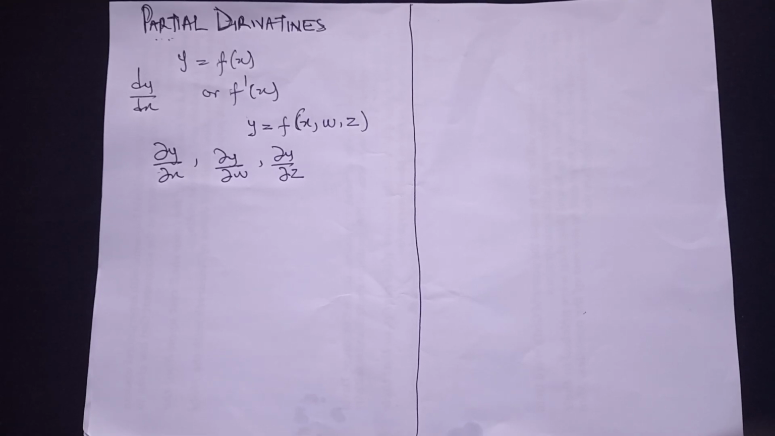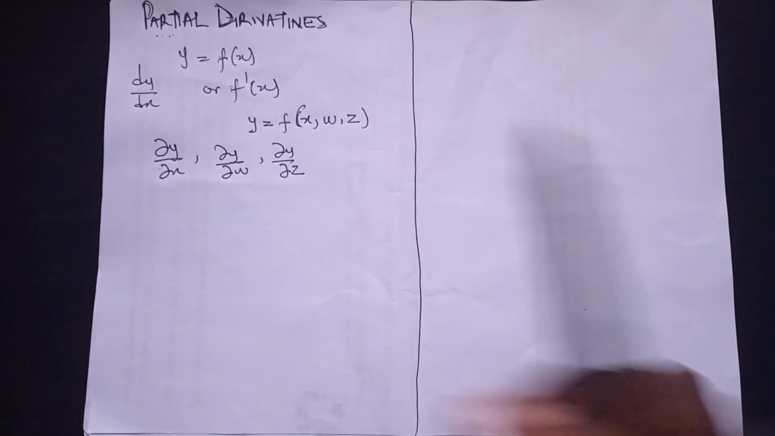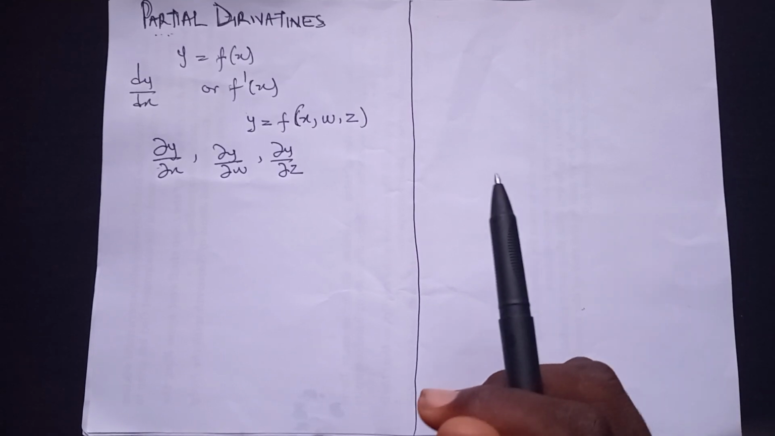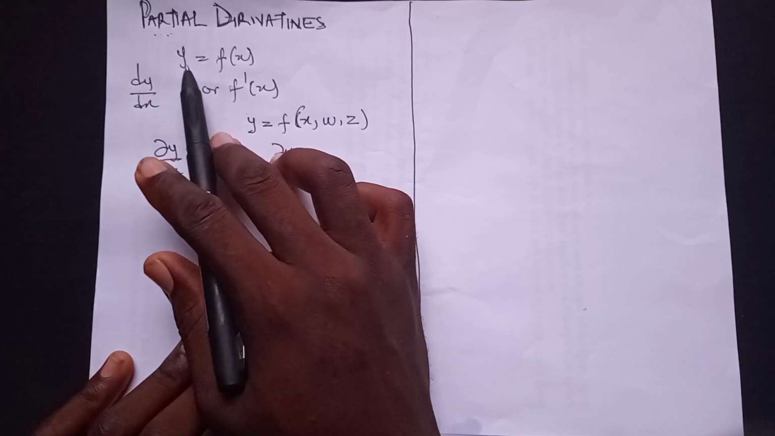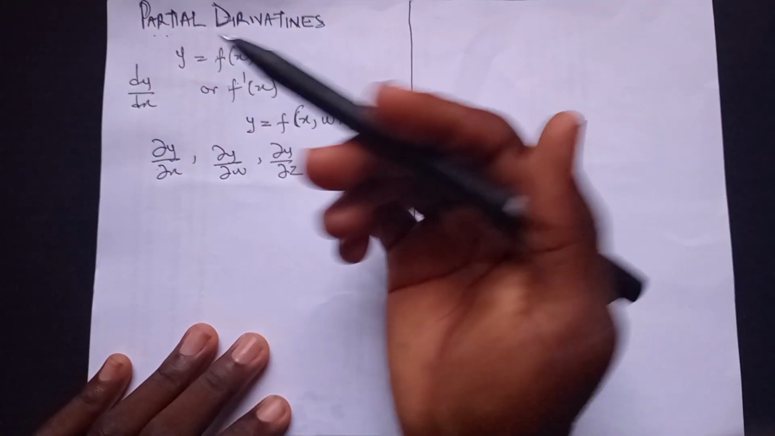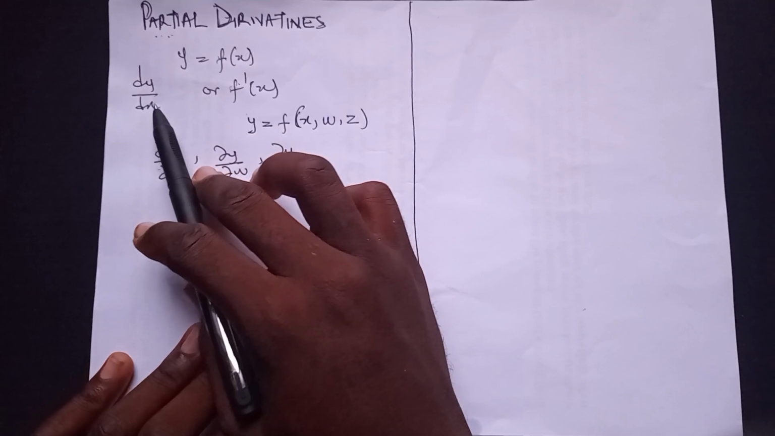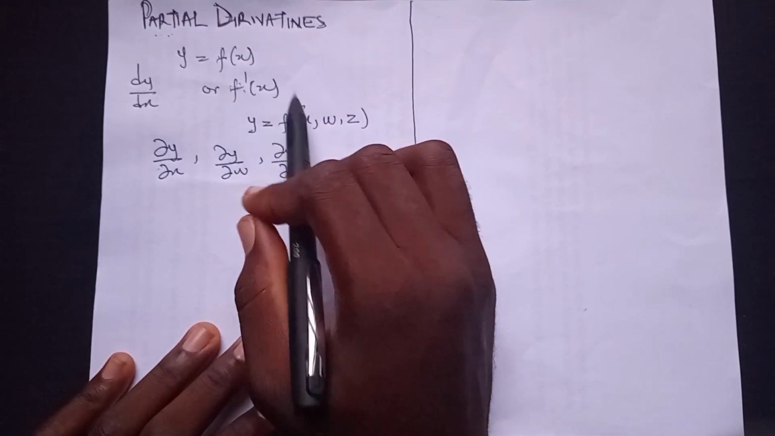Today we'll be looking at partial derivatives. Partial derivatives is still the same thing as partial differentiation. Partial differentiation is another form of differentiation whereby you differentiate with respect to another variable. For example, we have y equal to f of x, and this is the same thing as dy/dx, and another way of writing dy/dx is y prime of x.